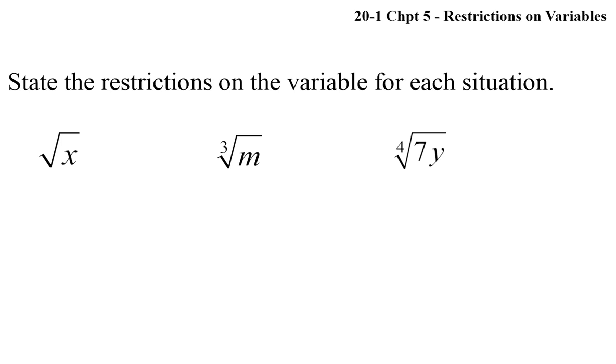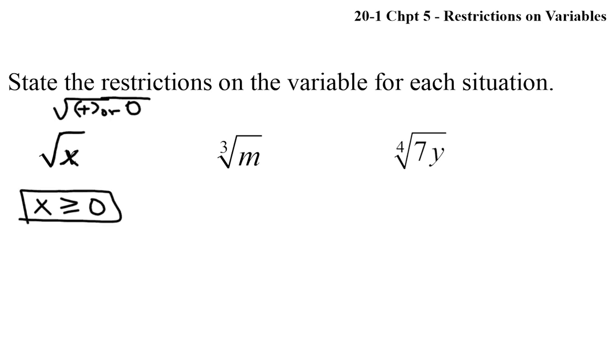So here we go. Square root of x. What do we know about a square root? The radicand has to be positive, or 0. Sorry. Has to be positive or 0. So in this case, x must be greater than or equal to 0. There's the restriction. If x isn't greater than or equal to 0, it's not possible to do.